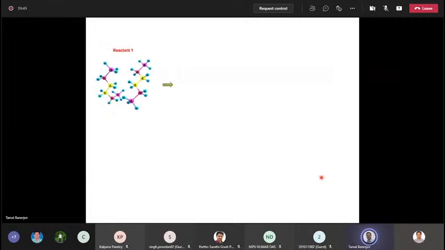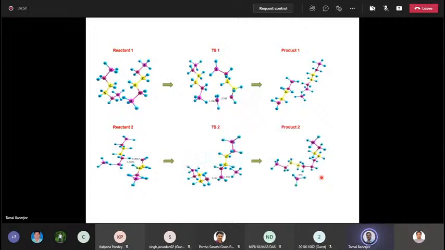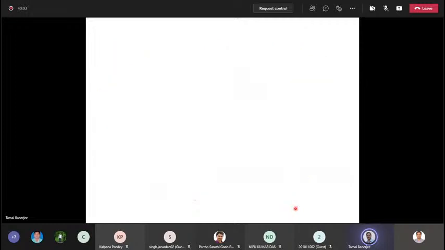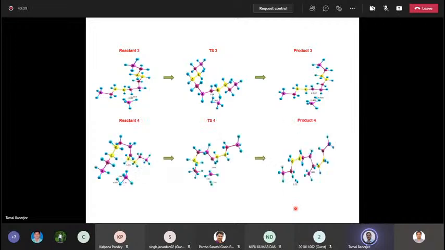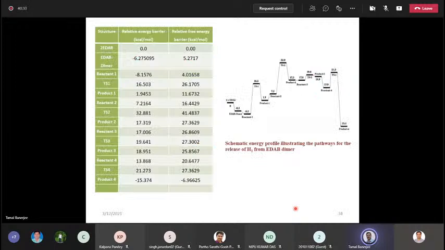This can be represented using various transition states. Just now I showed transition state 1, transition state 2, this is for reactant 1, product 1, reactant 2. It is a continuation of each other, product 2. Like that, we have reactant 3, product 3, and finally reactant 4, product 4. This is how the mechanism progresses within the gas phase. In the gas phase we did quantum chemical calculations and found the energy barriers between various steps for solid state EDAB. This is the starting structure, then the dimer, then again reactant 1, product 1.